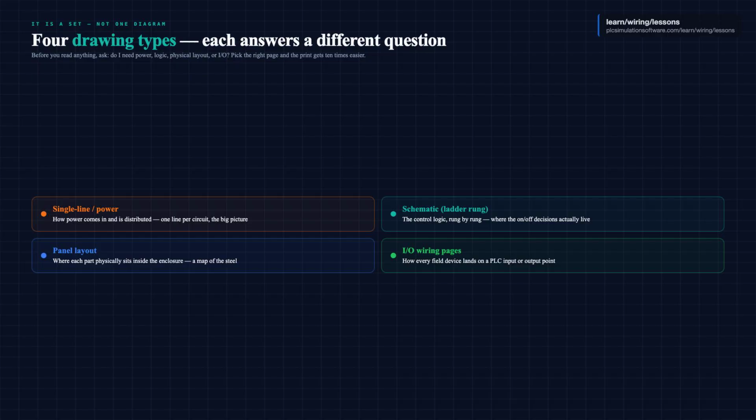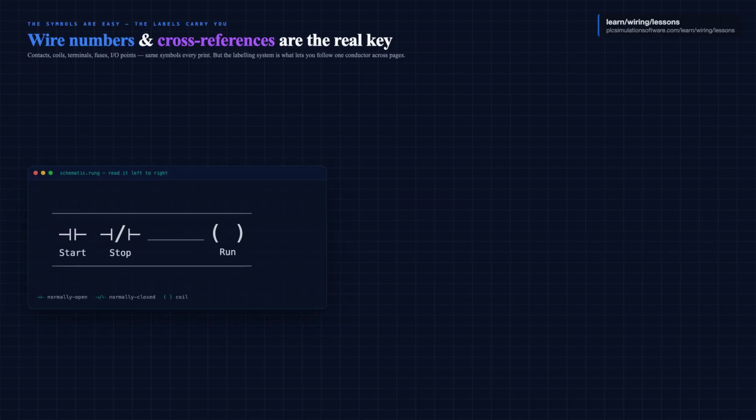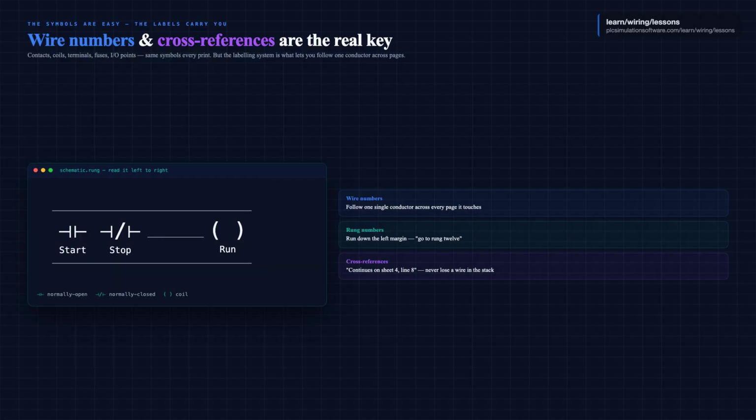Now the symbols and the labeling, because they're the same on every print. A normally open contact is 2 short lines. A normally closed contact has a slash through it. A coil is a circle or an oval. That is the thing being switched. You will also see terminals as small numbered circles, fuses, and the PLC I/O points themselves drawn as label boxes.